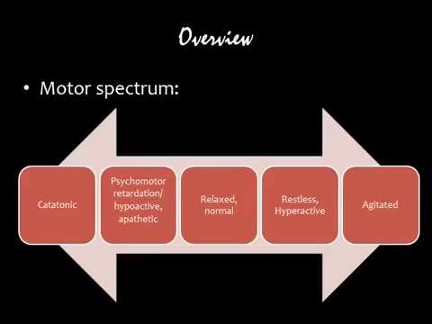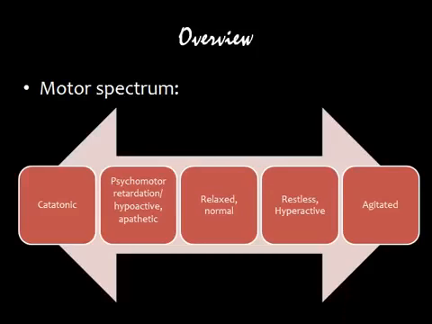If we look at the left side, the deactivating range, you'll notice that relaxed or normal becomes psychomotor retardation, also known as hypoactive movement, and apathetic fits in here. And then one step beyond that is catatonic or catatonia. And as we progress, the degree of deactivation becomes more severe.